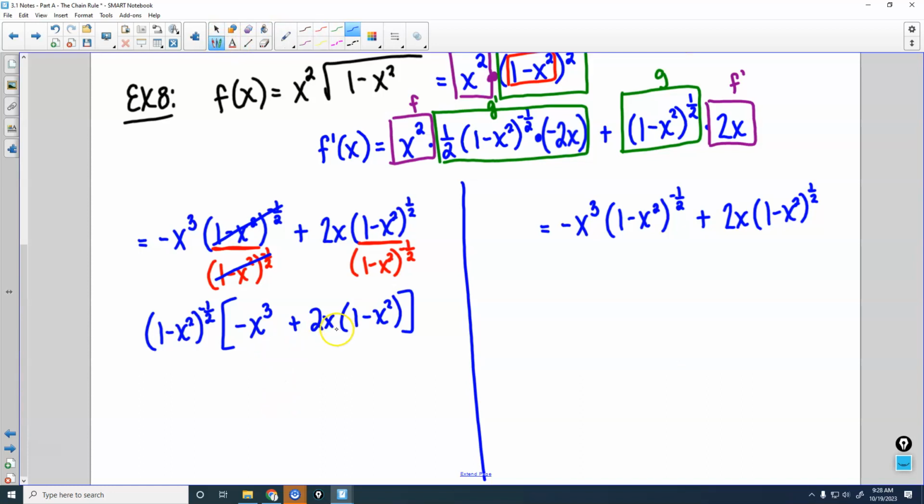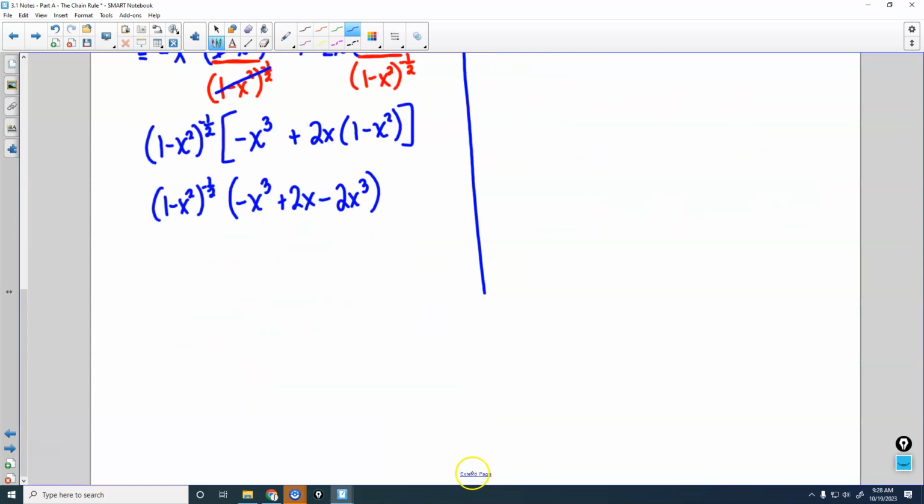And then we can distribute here. We'll get negative x to the third plus 2x minus 3x to the third. No, minus 2x to the third. What am I doing? Minus 2x to the third. And then if I combine those, I get negative 3x to the third plus 2x.